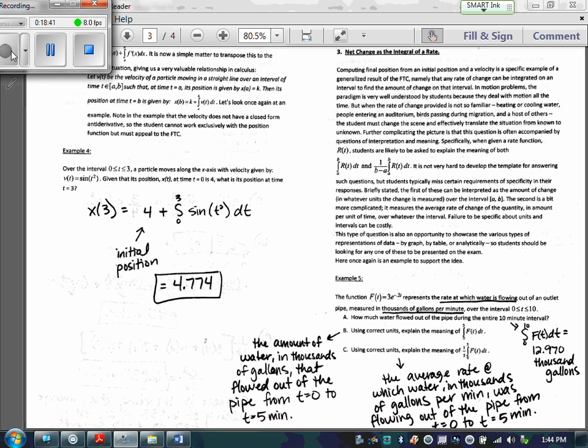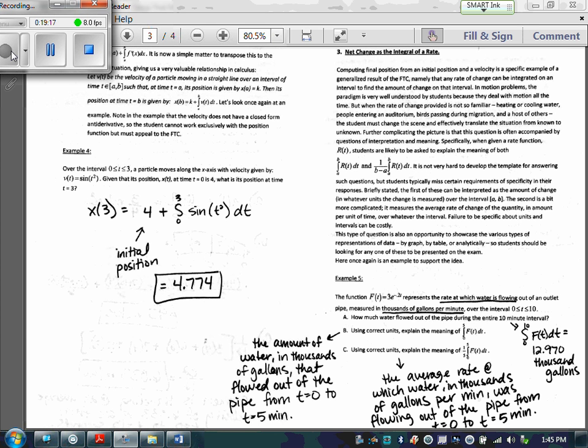Okay? If you integrate and you find the amount, but then you go back and you divide it by 5 minutes, isn't that amount per minute? So you're back to a rate. You just integrated and gotten an amount. Then you went back and divided it by time, so it's amount per time. So you're actually doing a rate. It's the average rate at which water in thousands of gallons per minute was flowing out of the pipe in the first 5 minutes, or from t equals 0 to t equals 5.